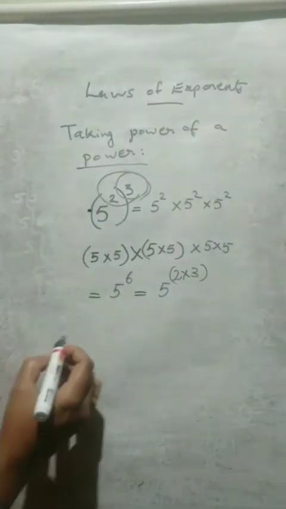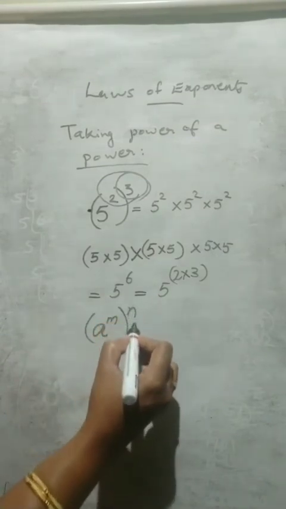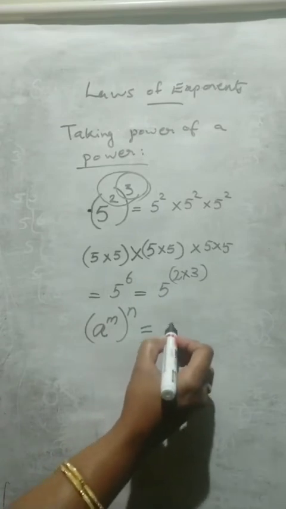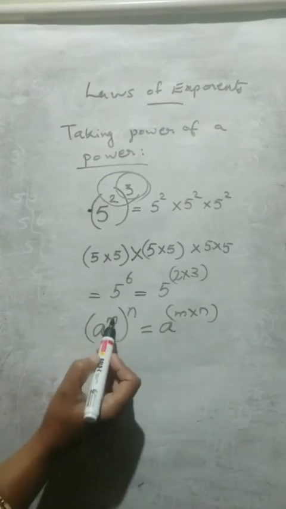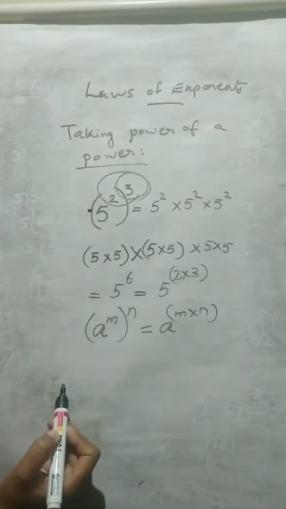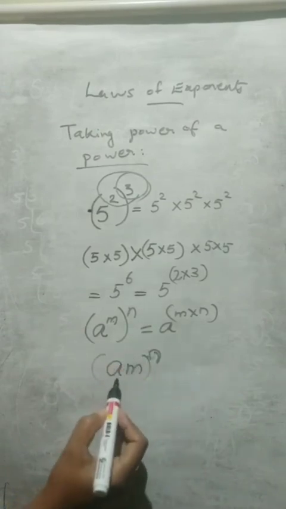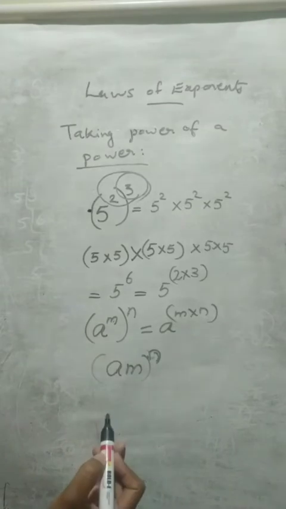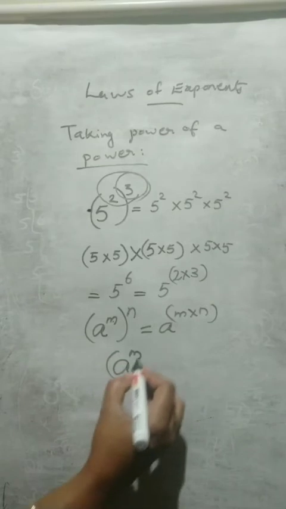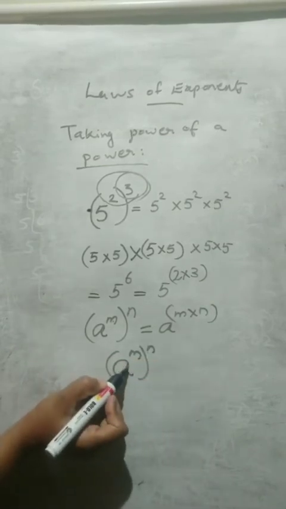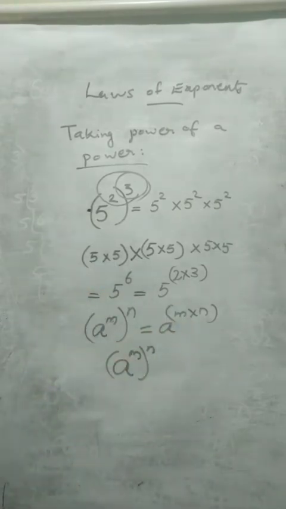That is, if a raised to m the whole raised to n, how can we solve? A raised to m multiplied by n. Multiply these two numbers. While writing this, don't write it this way, this is in another meaning. This is a m the whole raised to n. Not like this way. You have to write both as powers. That is, this m is for a and n is for this product's power.